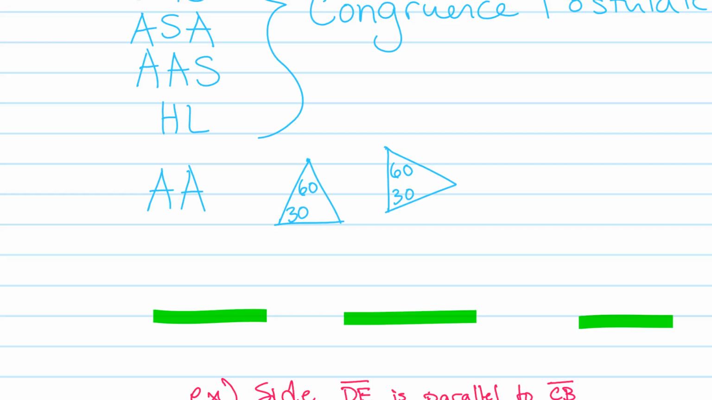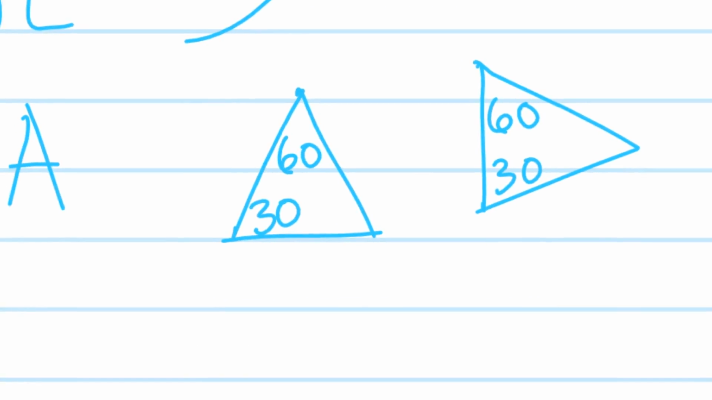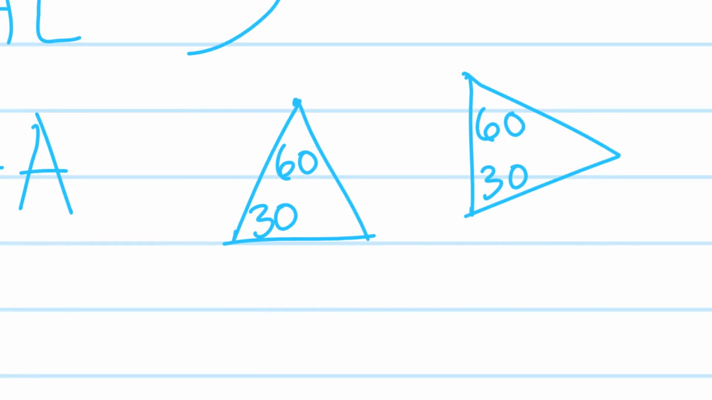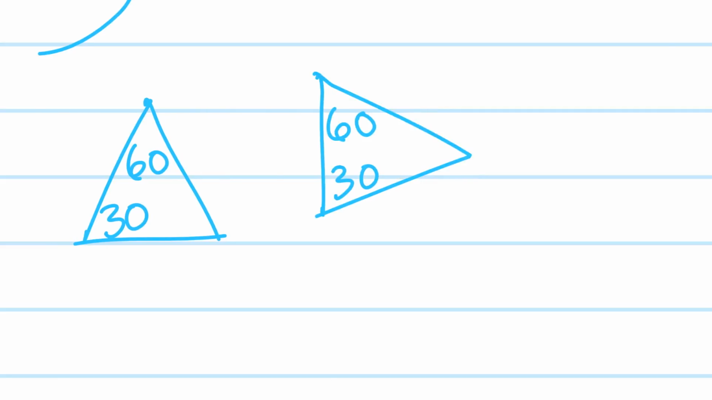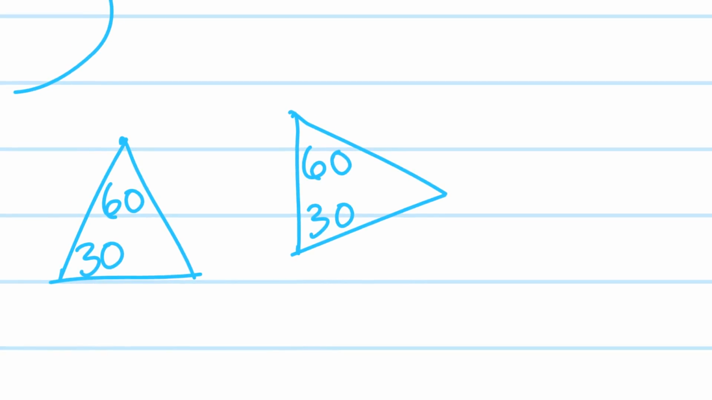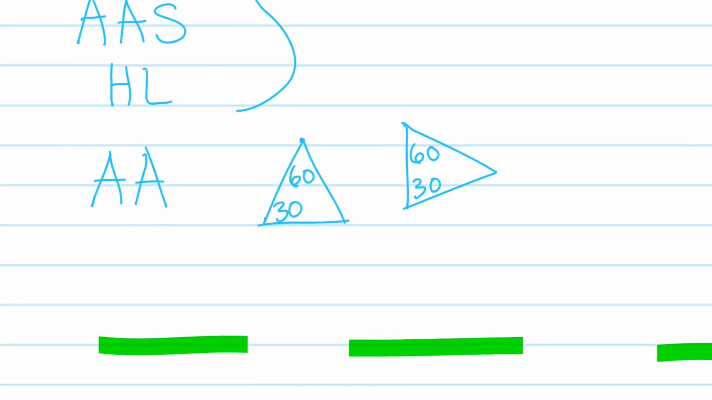Now, what is the last angle have to be in this triangle? It has to be 90. Do we need it there? No, we know it has to be 90. In the second triangle, what does that have to be? 90. So do we have to have 3 angles? No, we know that if two angles are the same, the third has to be the same. So all you need is 2. That's why it's only 2 angles.